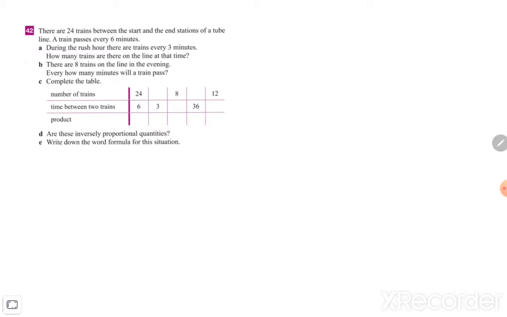So instead of 6 minutes, where there were 24 trains, right now they will pass each 3 minutes, so the double of it. So we need to have the double of trains. So exercise A is 24 times 2, so 48 trains. There you go. So that's A.